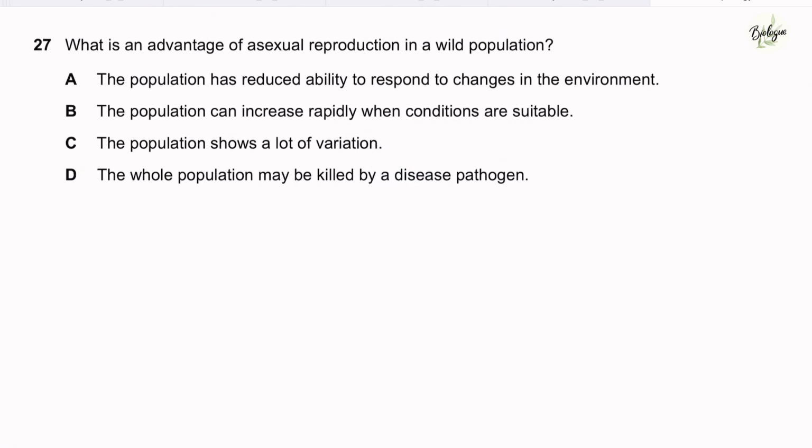Question 27. What is the advantage of asexual reproduction in a wild population? It is that identical copies can essentially be produced, so the numbers can be maintained for that population. So it reduces the risk of extinction. That's pretty much what it is. So, population has reduced ability to respond to changes? No. It can increase rapidly when conditions are suitable.